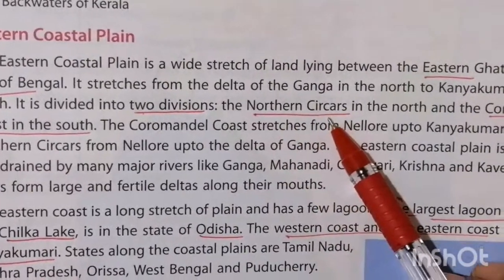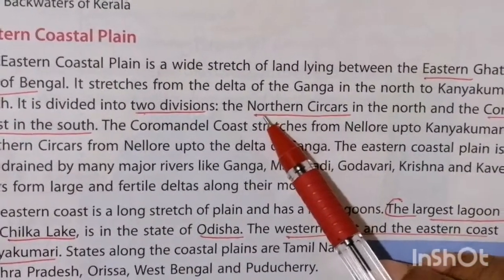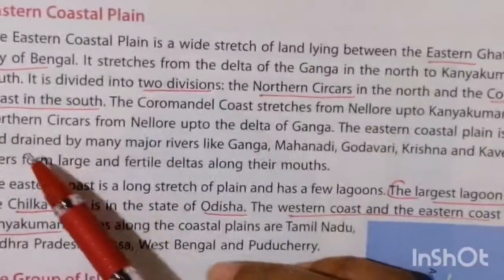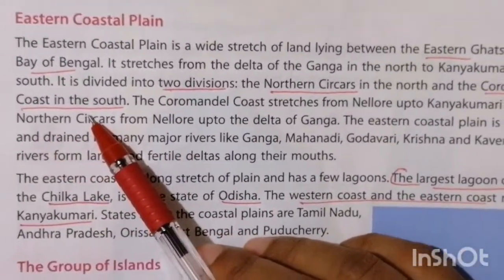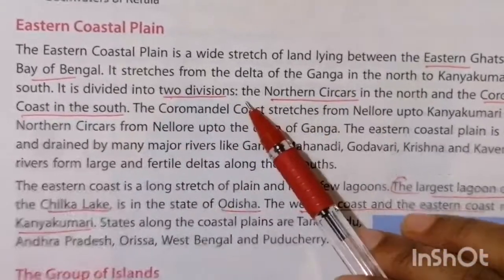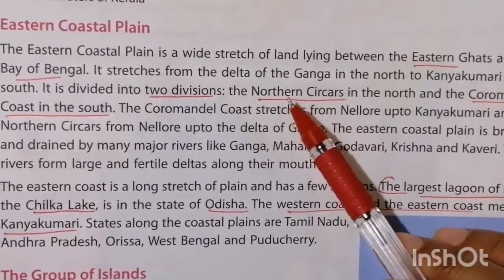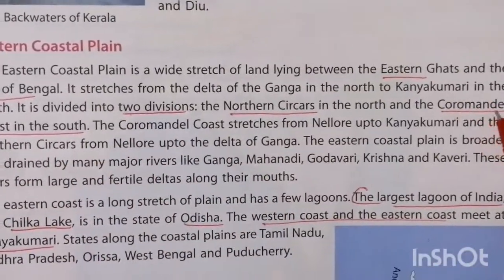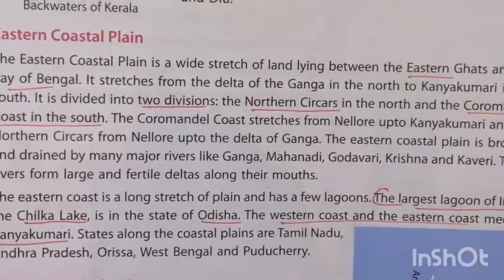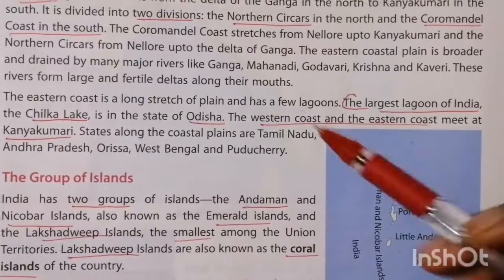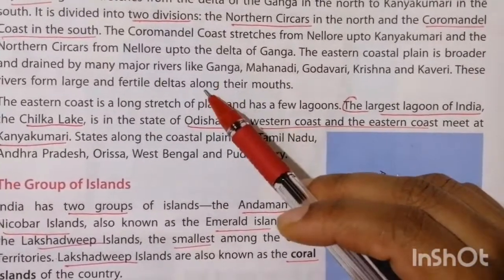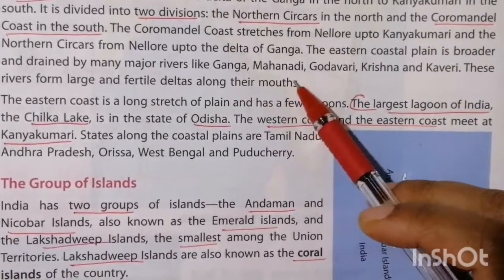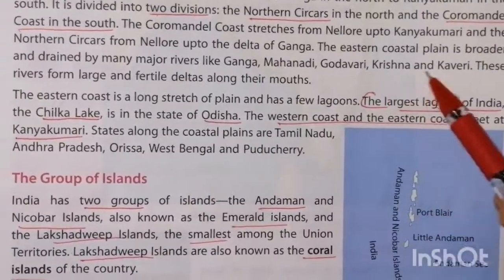Okay, what are the two divisions? Northern Sarkars, which is in the north, and Coromandel coast in the south. Okay, so two divisions. Repeat with me. Northern Sarkars and Coromandel coast. Now, few of the rivers of this region, that is the eastern coastal plain, are Ganga, Mahanadi, Godavari, Krishna and Kaveri.